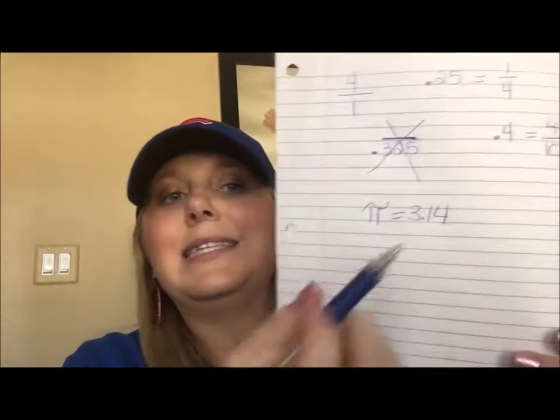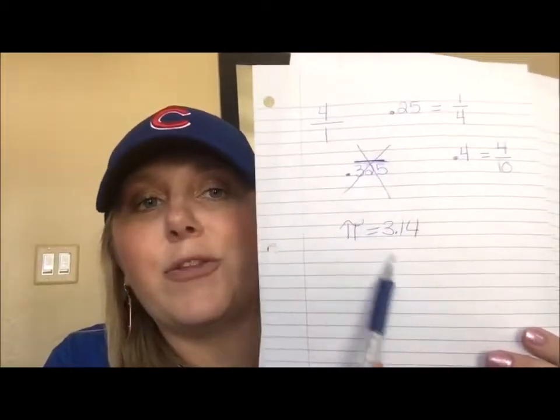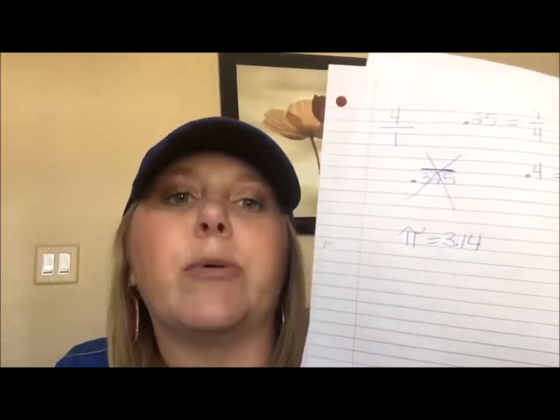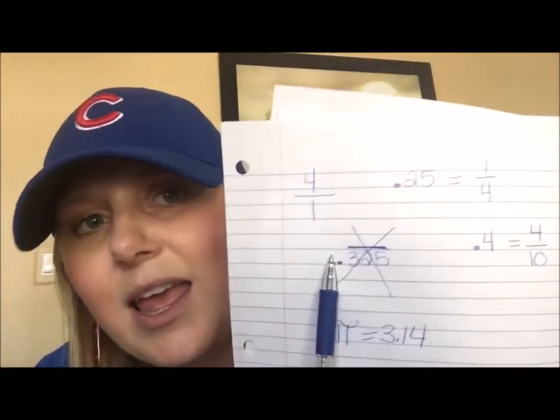3.14. Guess what, guys? This is not rational. Because we round it to 3.14, but pi is actually a repeating decimal. It goes on and on and on and on forever. And remember, the only thing that is not a rational number is a decimal that goes on and on and on and on forever. So you're looking for that bar.